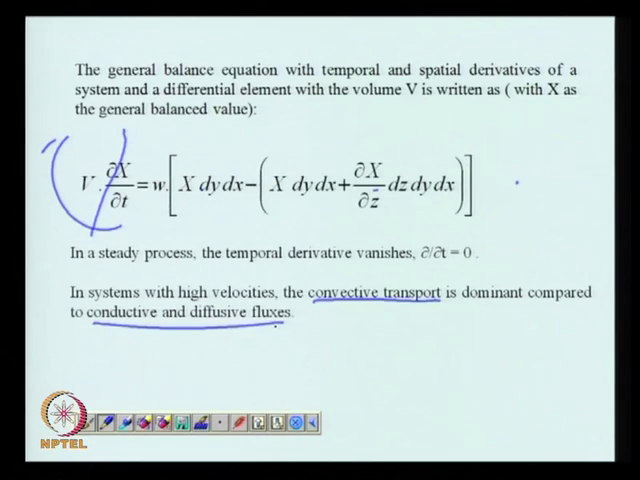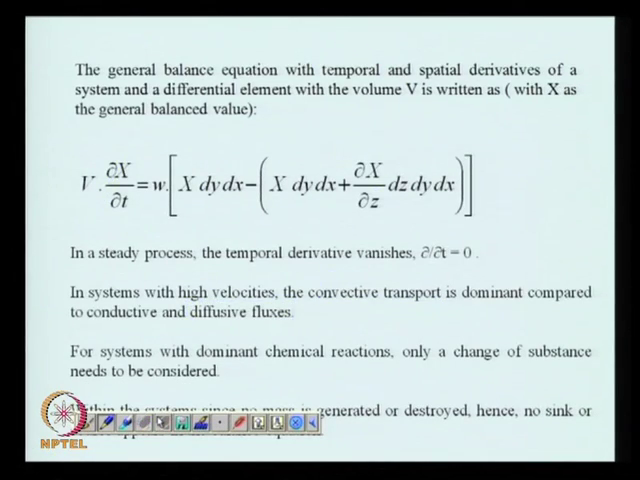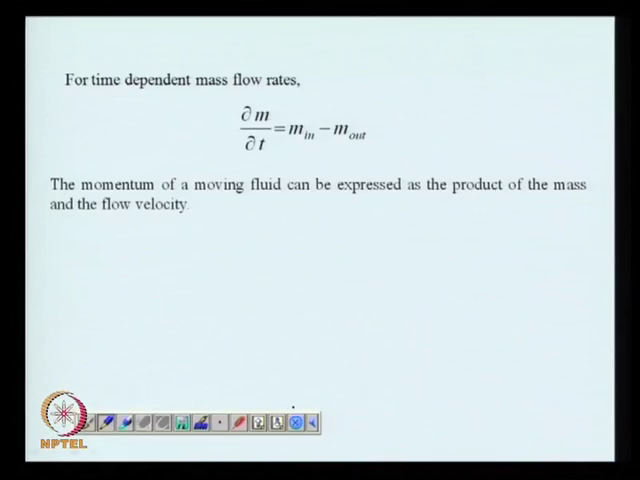In many bulk flow cases, in many macro cases, for flow systems, the convective transport will predominate, whereas in microsystems the likely chance is that the diffusive fluxes are going to predominate, and the effect of convective transport is rather small. But one has to look at each of these processes separately, to see what is going to be the predominant case in this.